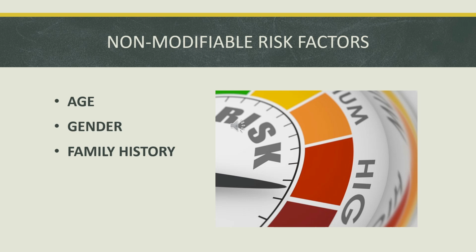The first non-modifiable risk factor is the age. Age is a major factor that determines the risk for disease. Children and elderly are more prone to contracting illness compared to adults. If you see newborns and infants, they are more prone to infections and accidents.